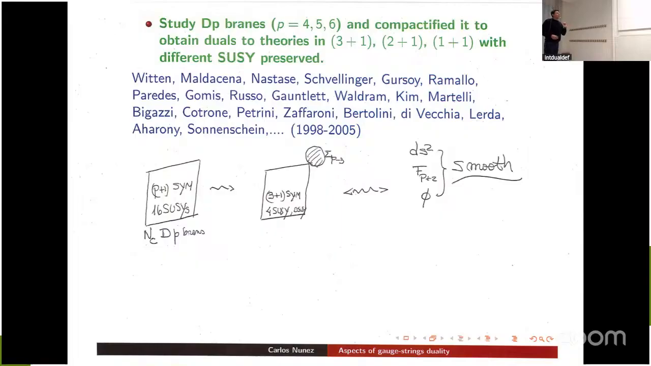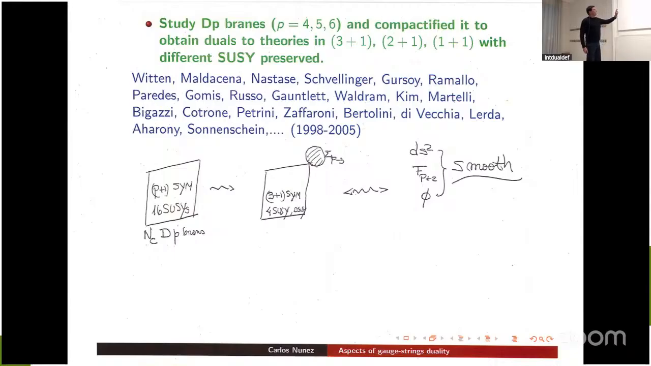A third line of research that people have undertaken is the study of higher dimensional branes. In this case, it would be 4-branes or 5-branes, etc. And take this stack of branes, right? Say that you take 4-branes, on which a 5-dimensional Yang-Mills theory with 16 supersymmetries lives, and you wrap it on a compact manifold, such that at low energies, you end up with a theory in 3+1, or in 2+1, or in 1+1, etc., with different numbers of supersymmetries. Many people have worked on this.